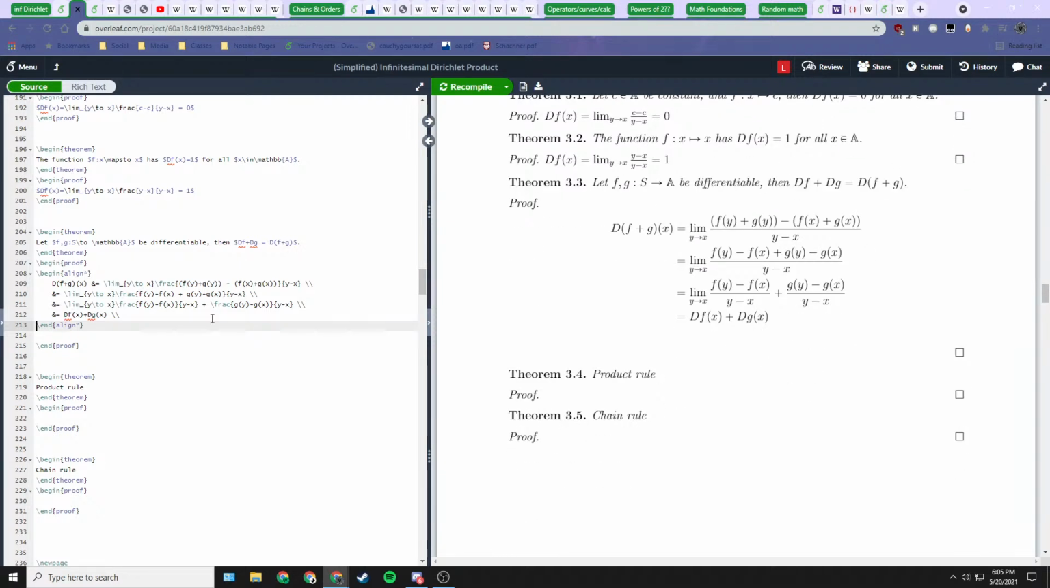So that's it for this proof. We can close this off. And now that's the sum rule. Next we have the product rule.